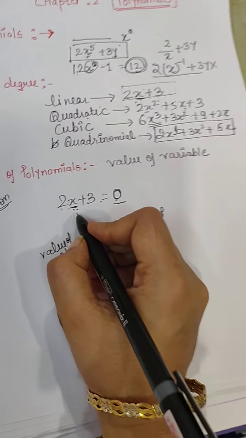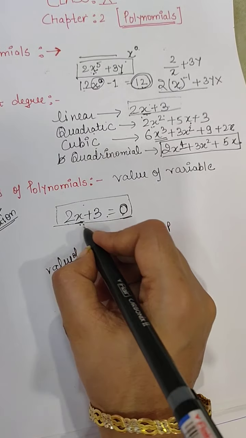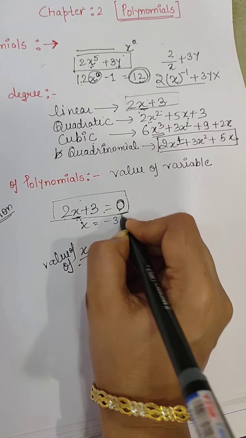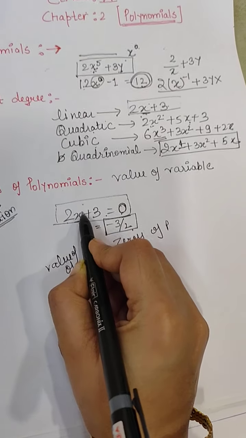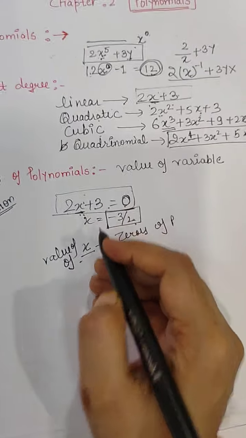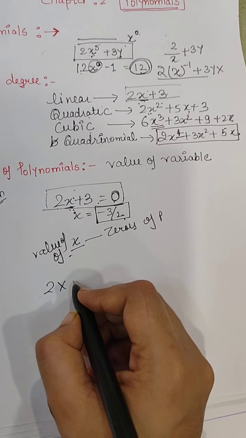You have already done how to solve an equation. This is also an equation. There is a left hand side and a right hand side. So x will be equal to minus 3 by 2. So it means minus 3 by 2 is the zero of this linear polynomial. Now you can check 2 into x. What is the zero of this polynomial?